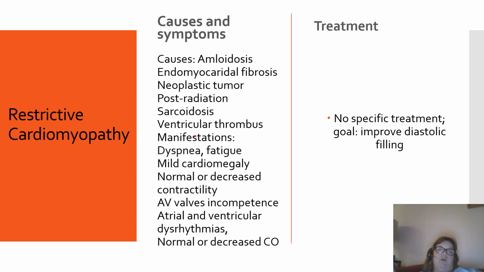Finally, restrictive cardiomyopathy causes are amyloidosis, endomyocardial fibrosis, neoplastic tumor, post-radiation, sarcoidosis, ventricular thrombosis. Manifestations include dyspnea, fatigue, mild cardiomegaly, and you can see the list goes on. Normal or decreased cardiac output, and there's no specific treatment goal. The goal is to improve diastolic filling. And that's the end of this PowerPoint.